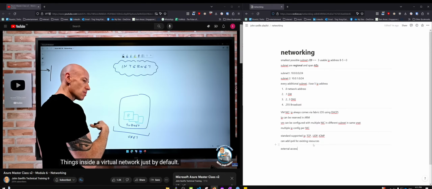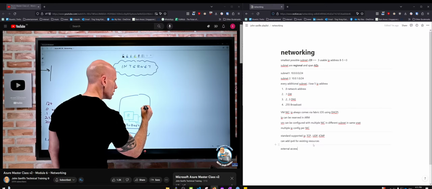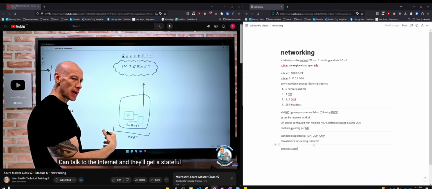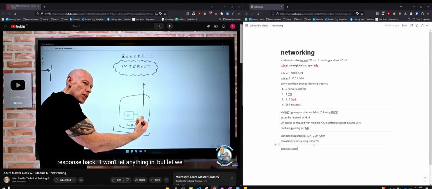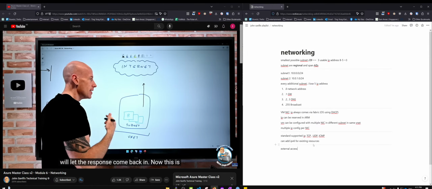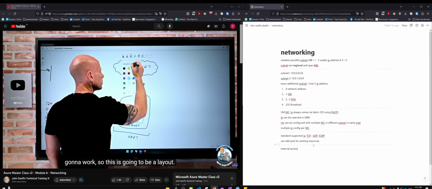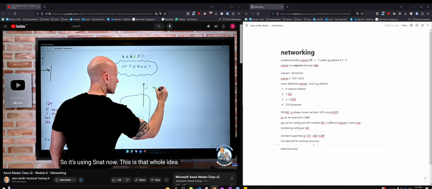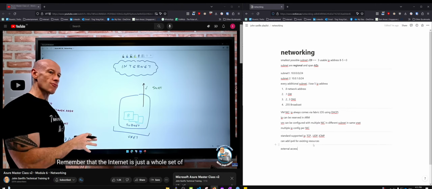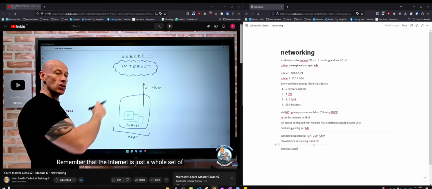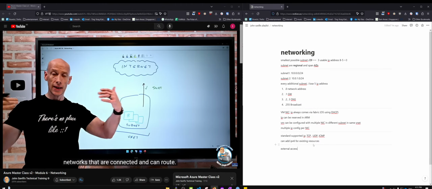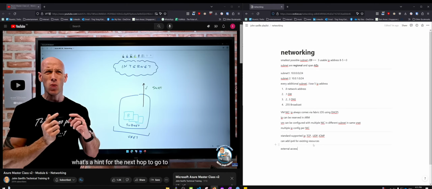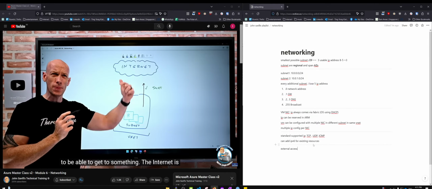Things inside a virtual network, just by default, can talk to the internet and they'll get a stateful response back. It won't just let anything in, but it will let the response come back in. Now, this is going to be allowed, so it's using SNAT. Now, this is that whole idea, remember, that the internet is just a whole set of networks that are connected and can route. They know how to get to something, or at least have a hint for the next hop to go to be able to get to something.